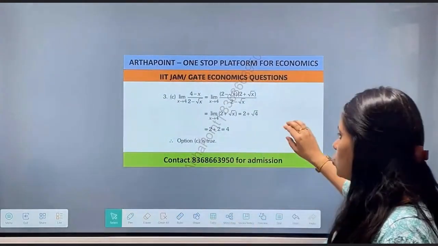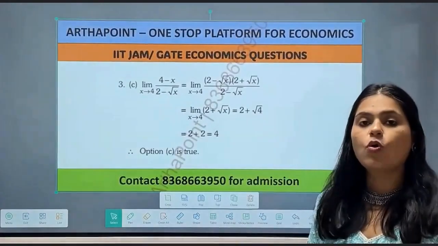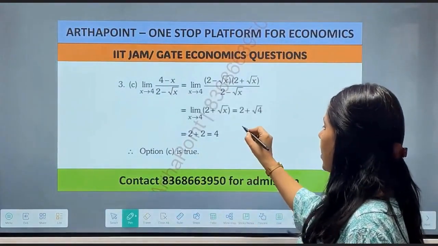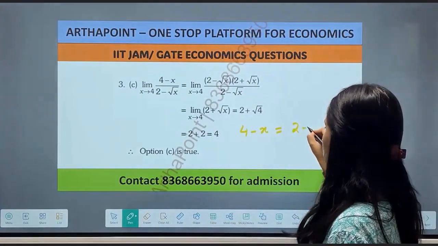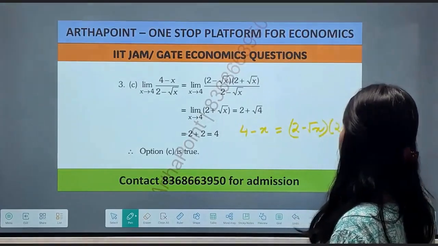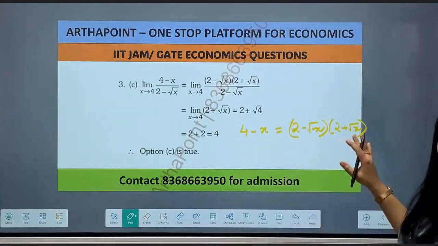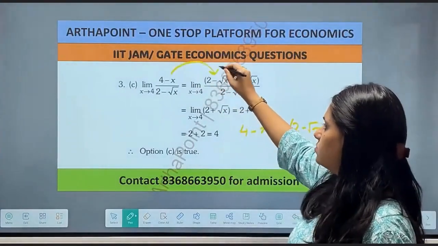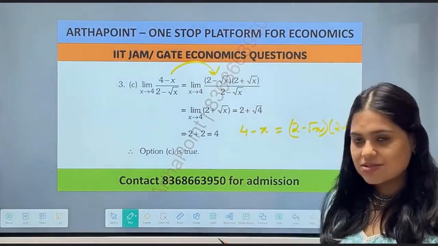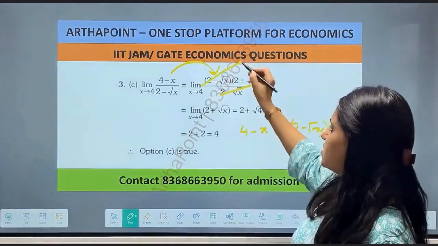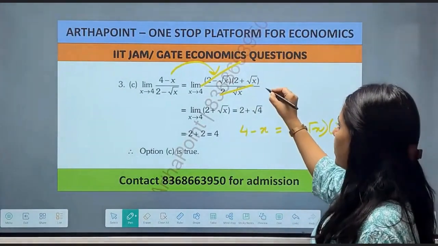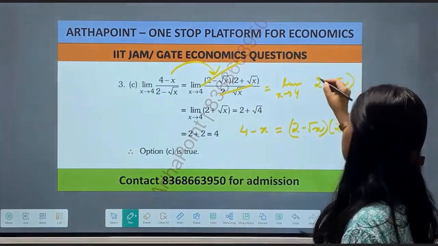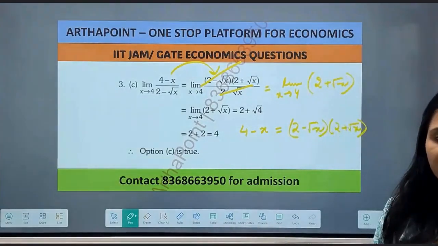Okay, so let's start. So see that beta, numerator has been broken down into a minus b, a plus b. So how can I do that? Very simple. So I have 4 minus x, that means (2 minus root x) into (2 plus root x). A minus b, a plus b is a square minus b square. So numerator we have written like this. Denominator is 2 minus root x. So what happens? This and this gets cancelled. And what do I get? I get limit x tends to 4, 2 plus root x. Only this is left.